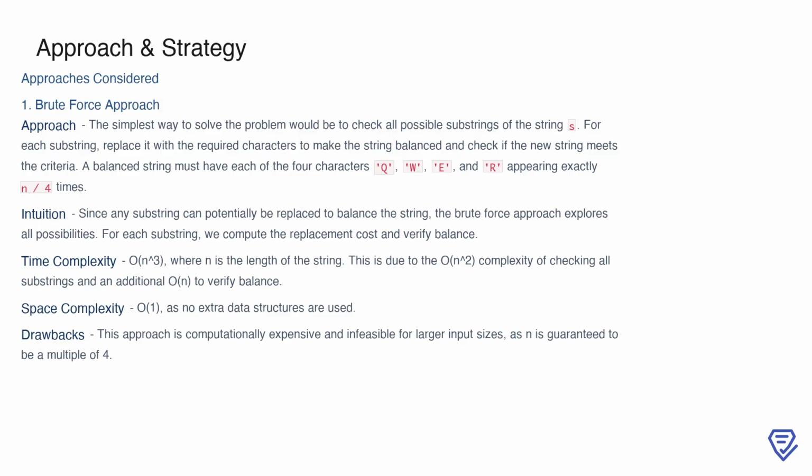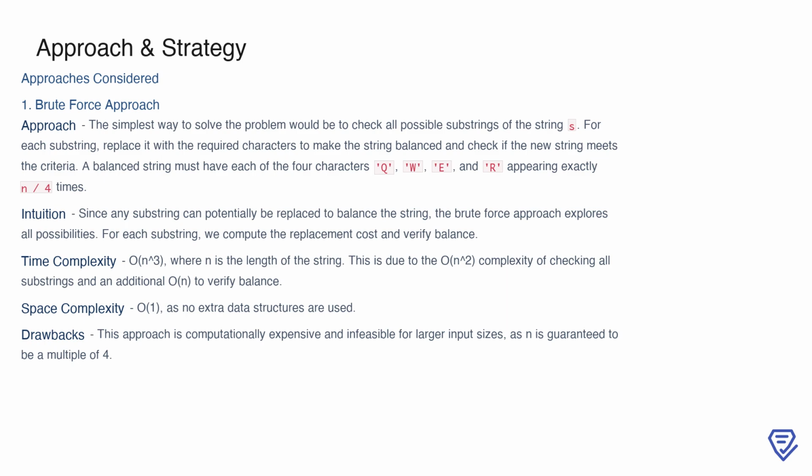To begin solving this problem, we can consider the brute force approach. This method involves checking every possible substring of the string S. For each of these substrings, we replace it with the required characters needed to balance the string, and then check if the resulting string satisfies the condition of being balanced. A balanced string means that each of the 4 characters, Q, W, E, and R, must appear exactly n/4 times, where n is the length of the string.